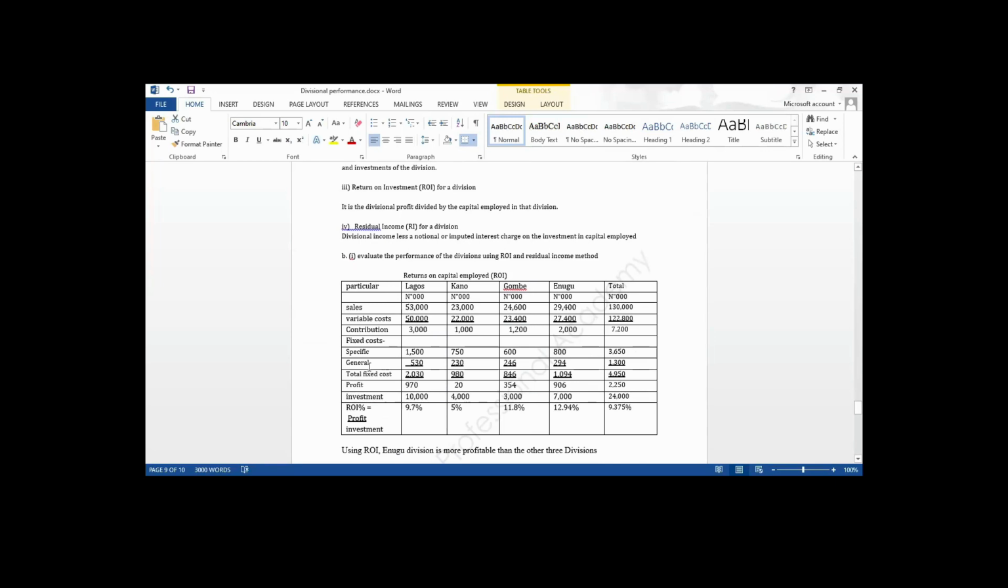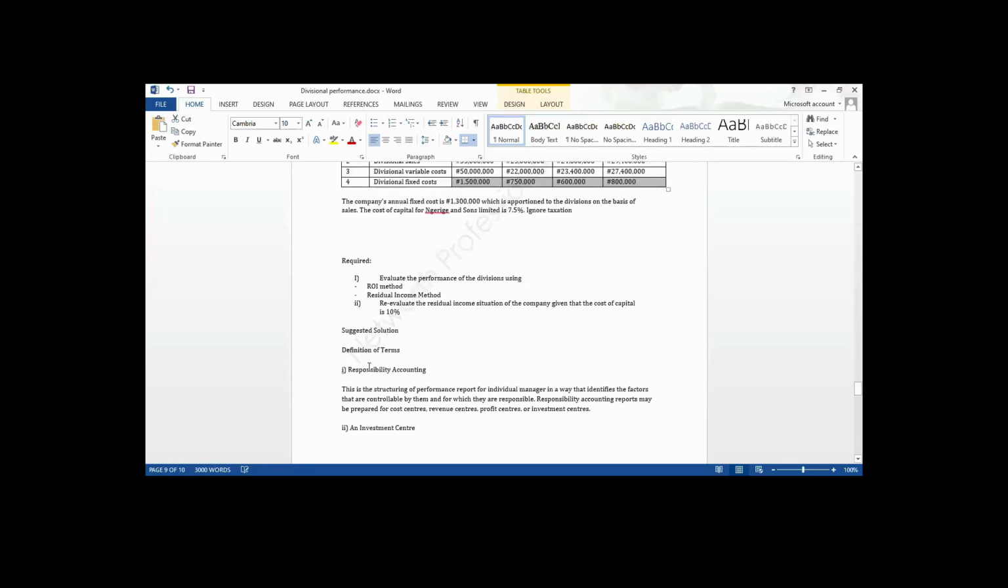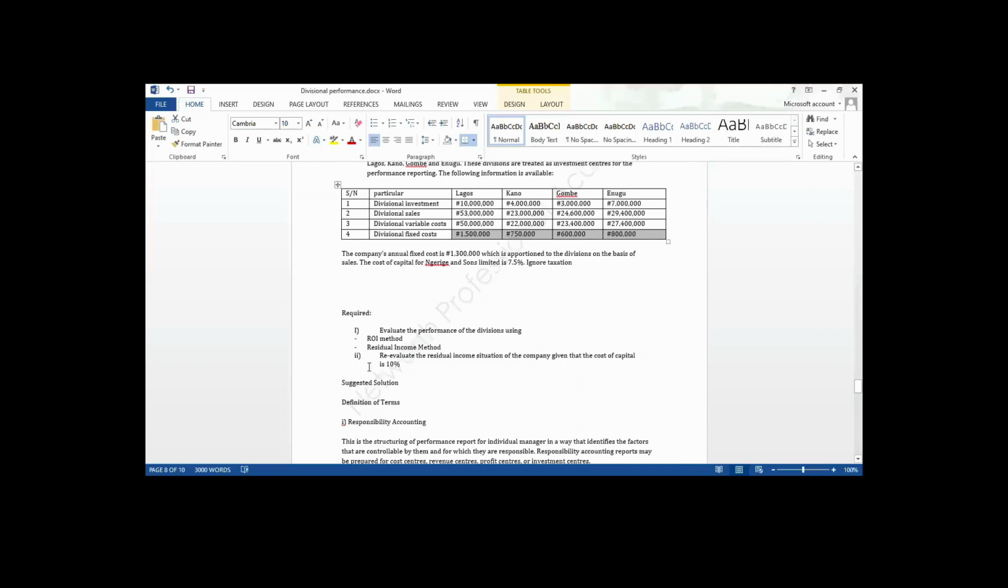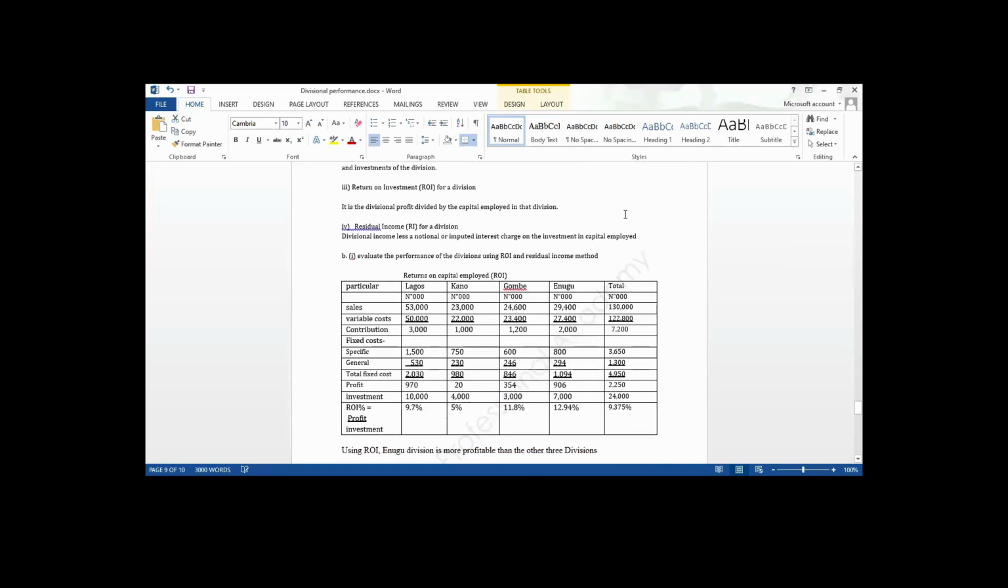Then the general, that is the head office fixed cost. Let's apportion. This 1.3 million, you are going to apportion it on the basis of sales. What do we do? Add your sales together. Now prorate on the basis of sales. Please prorate.